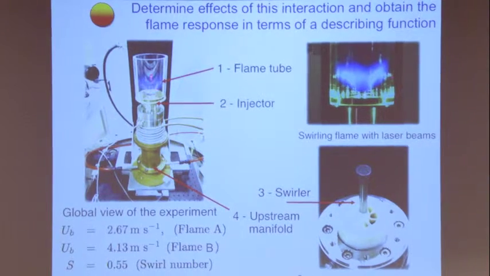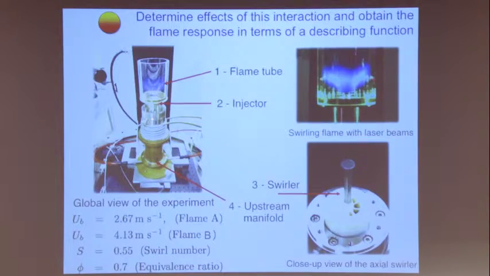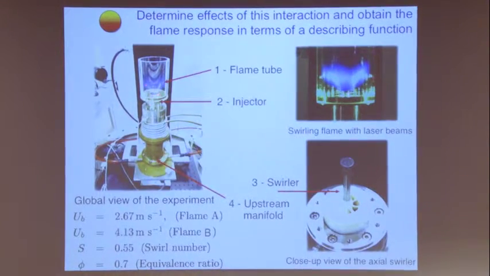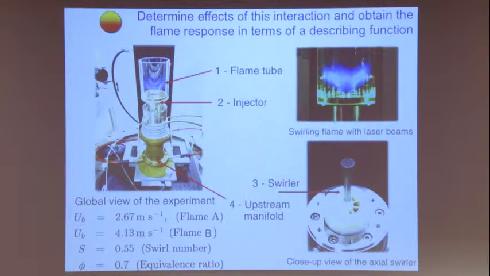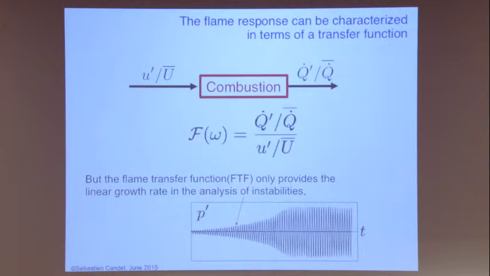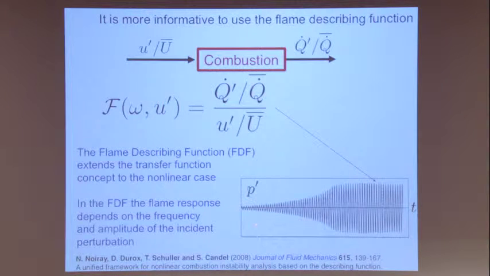And so this is the device. You see it's cooled. You have the burner here. This is the flame sitting here. You have this confinement. Initially, we had this rod, but afterwards we used radial swirlers, and we didn't have the rod anymore. And so what you want is to have this transfer function, but we know that this is limited, so we need also describing functions, and we use the work that was done here.